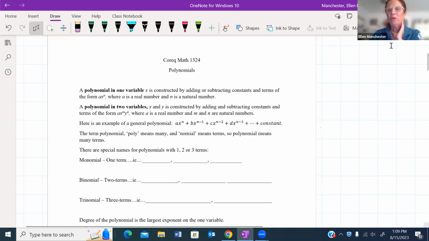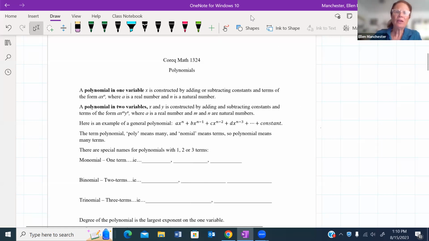Okay, that's when you have one variable. When you have two variables, we'll call them x and y, a polynomial in two variables is constructed by adding and subtracting constants and terms of the form a x raised to the m, y raised to the n. Again, a is a real number, and m and n are natural numbers or counting numbers. So a polynomial is a very specific way to set things up.